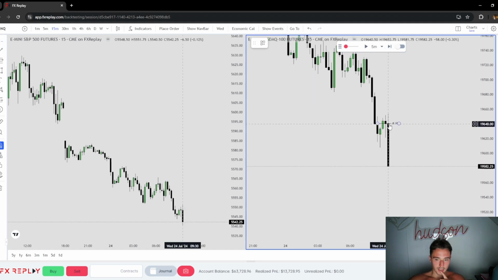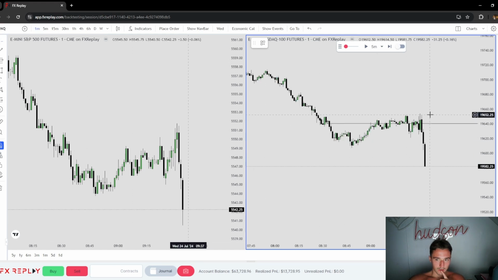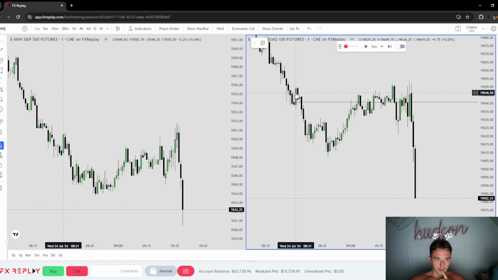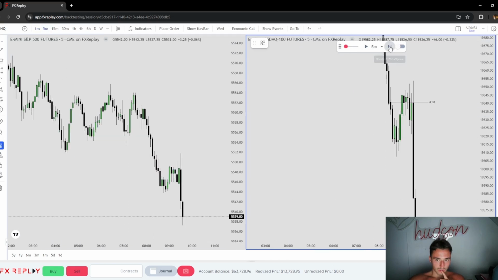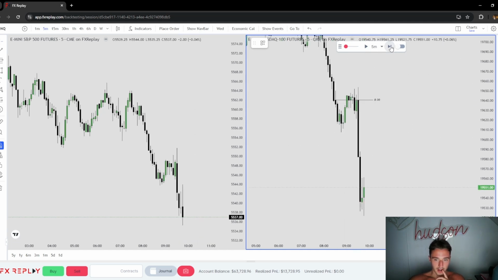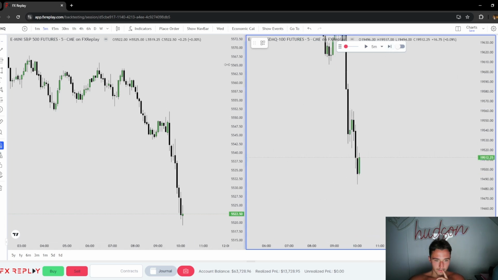Dude, it's like the exact same setup. Right there could have been the entry. No SMT though. It's like that same exact day. No willingness to trade above it either. Then straight down.